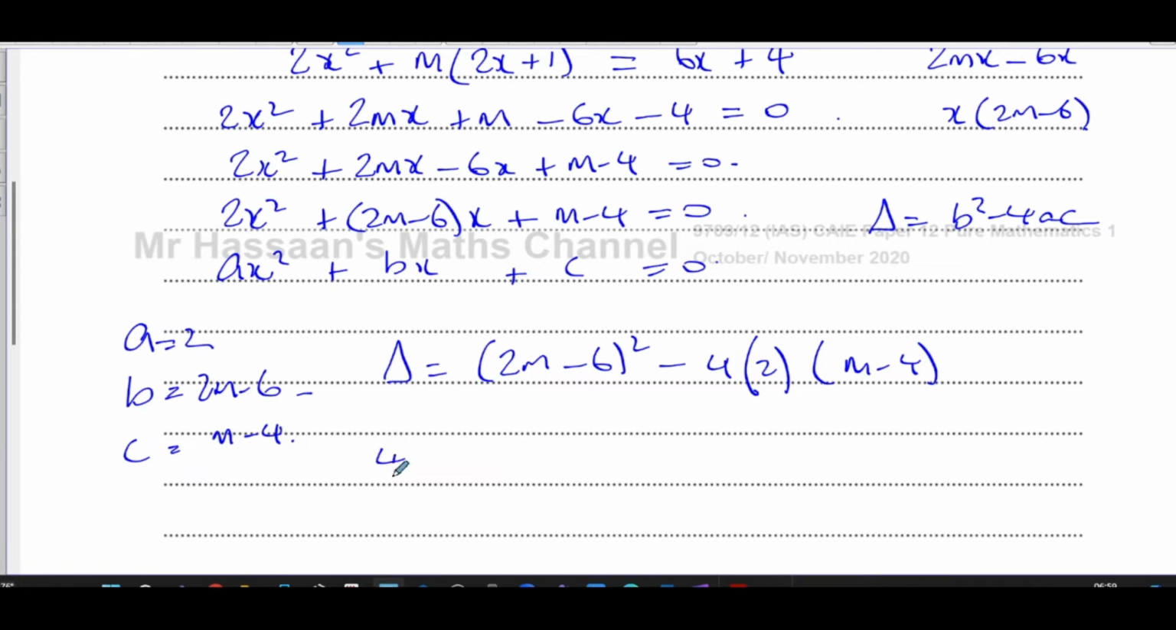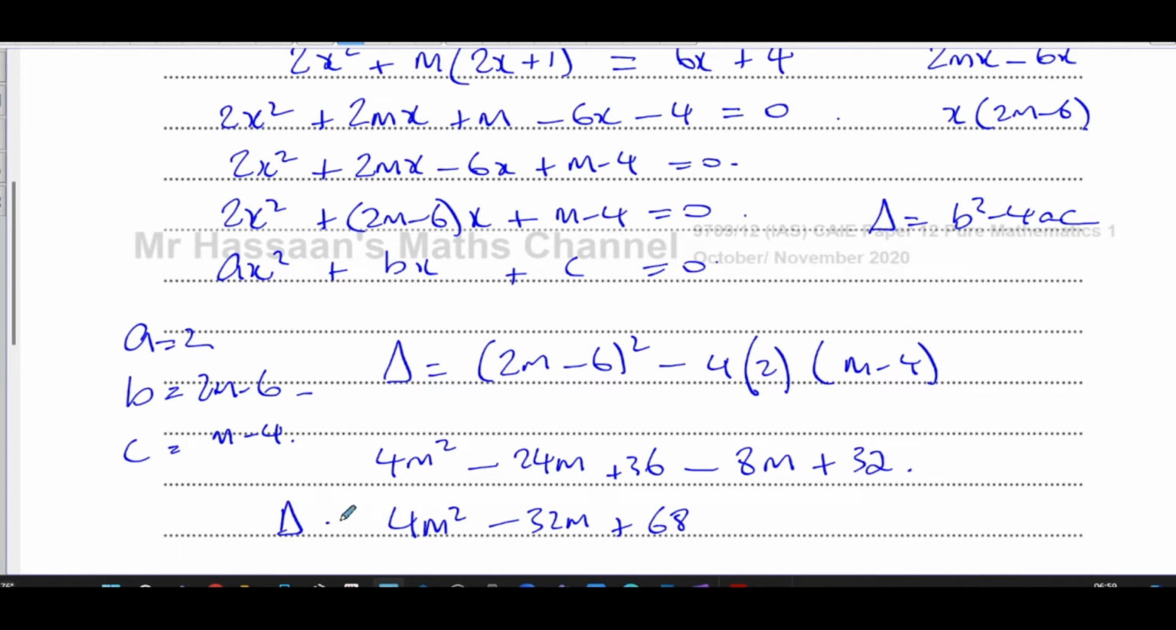Expand the bracket here. So you have 4m squared minus, you multiply them together and you double. That's going to be minus 12m, double is minus 24m, and then plus 36. That's when you square this bracket. And you've got minus 8 times m, which is minus 8m, and minus 8 times minus 4, which is positive 32. All right, so let's simplify this. You have 4m squared, you've got minus 32m, and you've got plus 68. 36 plus 32 is 68. So this is the discriminant.